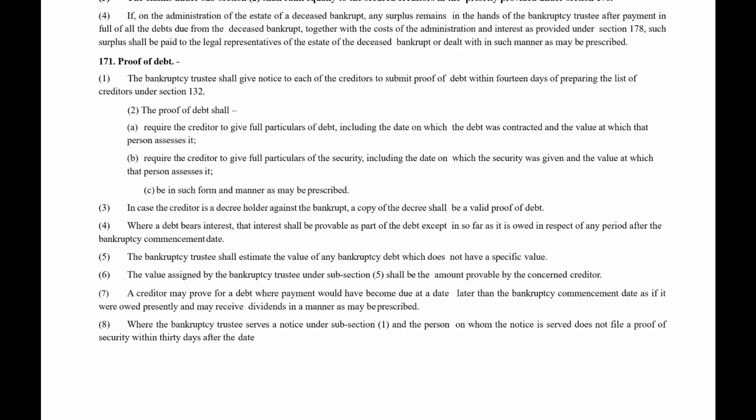The bankruptcy trustee shall give notice to each of the creditors to submit proof of debt within 14 days of preparing the list of creditors under section 132. ठीक है। The proof of debt shall require the creditor to give full particulars of debt, including the date on which the debt was contracted and the value at which that person assesses it.